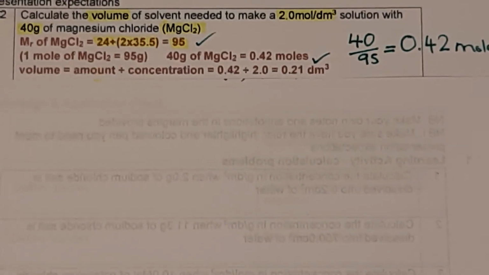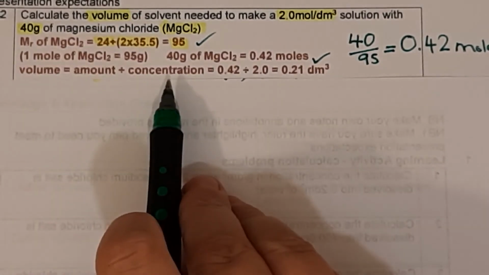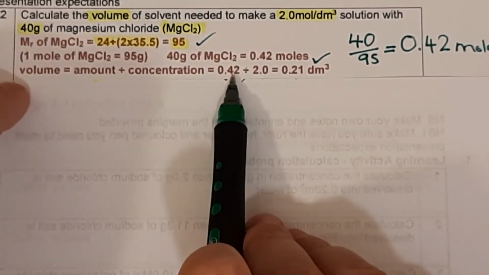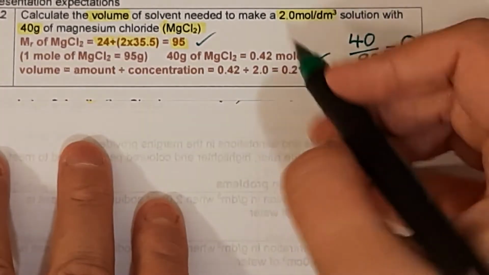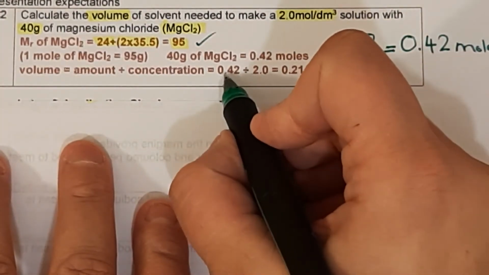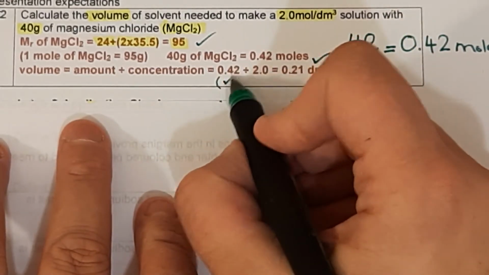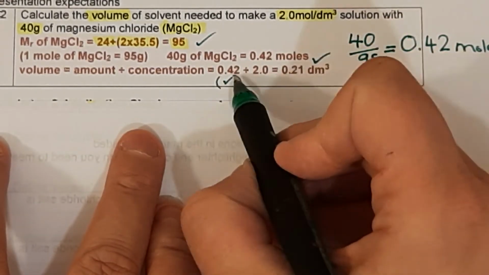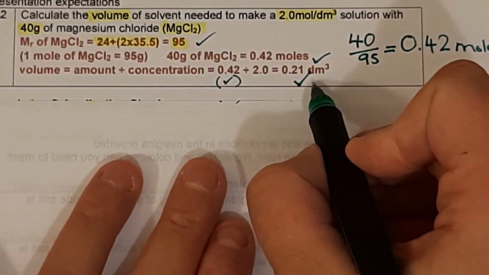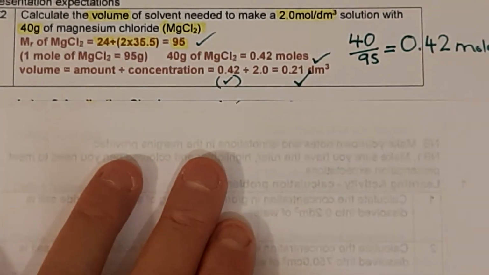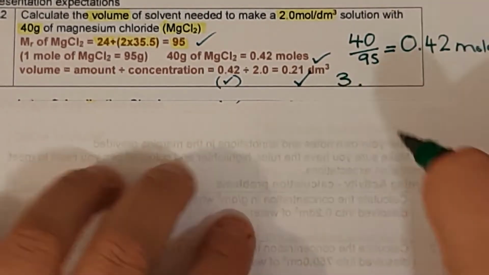So to calculate the volume, it's amount divided by concentration. Well, the amount is 0.42 moles. The concentration is 2 molar. So 0.42 divided by 2. And this is a second opportunity to show that you have calculated 0.42 moles. So it's a second opportunity for the second mark. And the answer is 0.21 decimetres cubed. And you therefore are out of 3 marks.